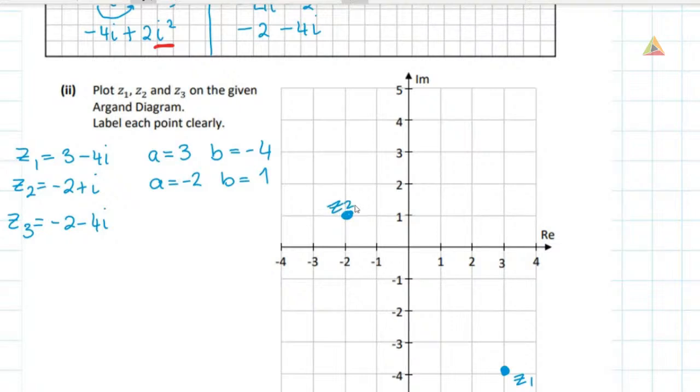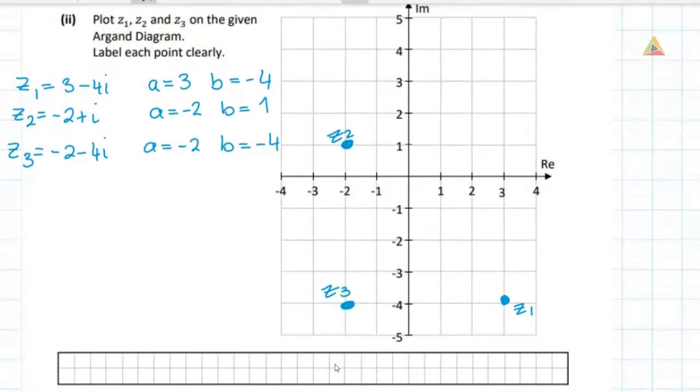And our last one that we've worked out, Z3, was -2 minus 4i. So a is -2 and b is -4. So we're going to go across to -2 and we're going to go down to -4, and we're going to draw in our dot here on -2 minus 4i, and that gives us Z3. So that's how we multiply our complex numbers and then plot those on the Argand diagram.